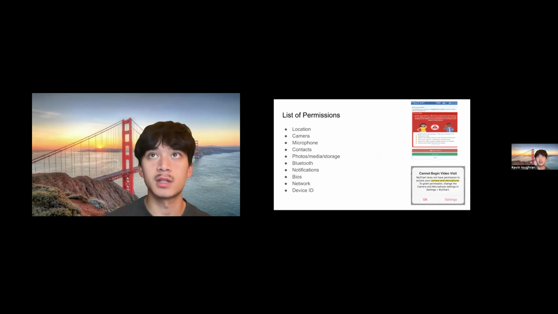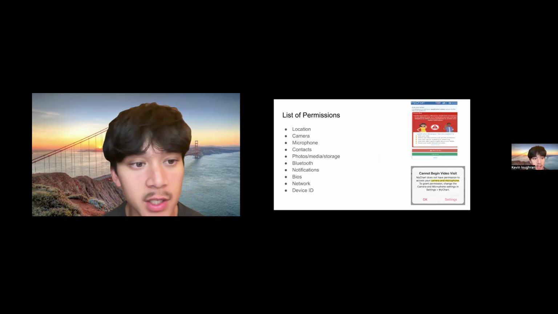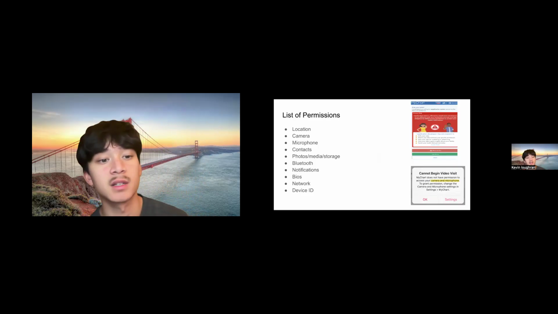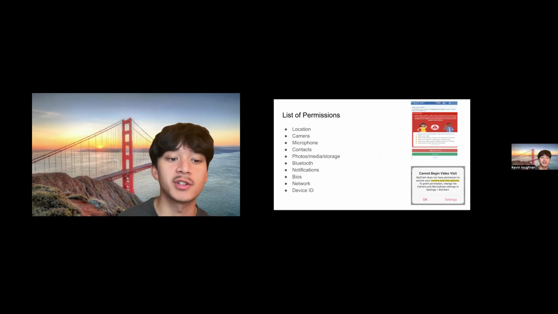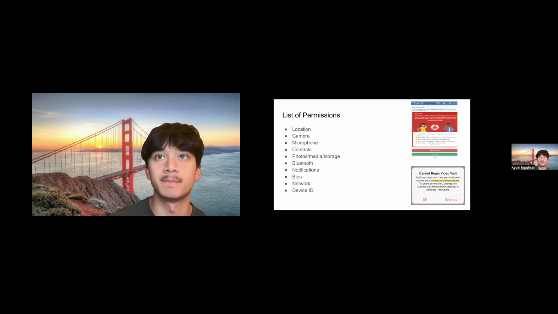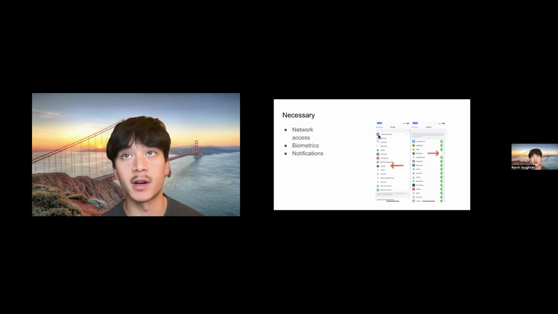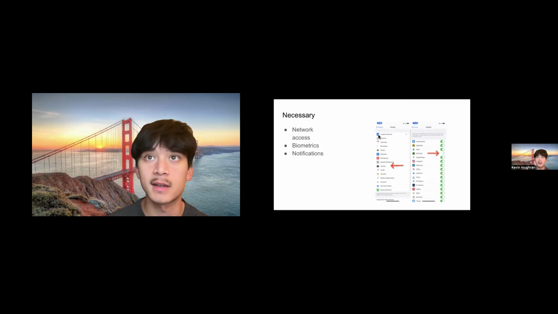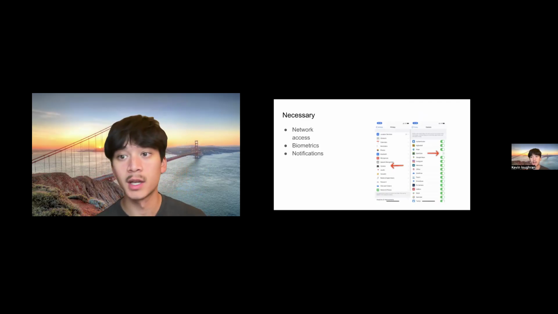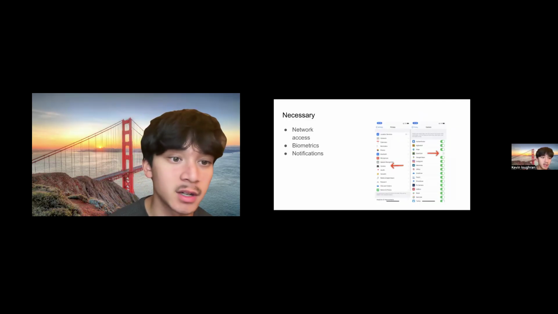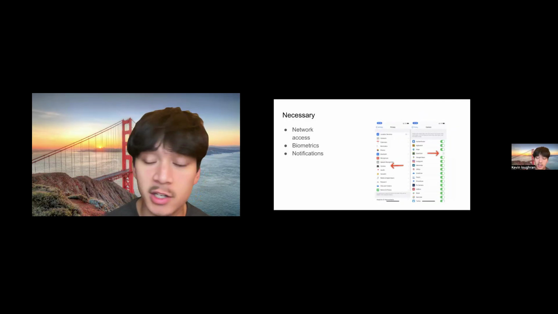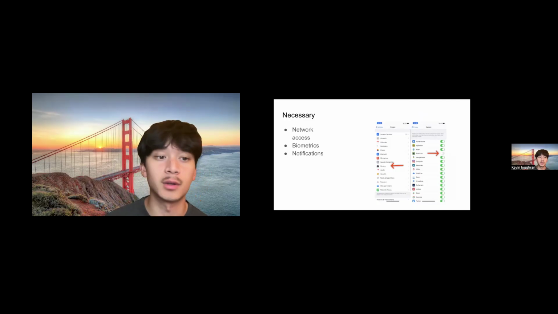A list of permissions that MyChart uses will be the location, camera, microphone, contacts, photos, media storage, Bluetooth, notifications, biometrics, network, and device ID. The permissions that are not necessary will be contacts, Bluetooth, and location. And the most necessary ones, the very basic ones that you need to have on, will be network access, biometrics to log in, and notifications.